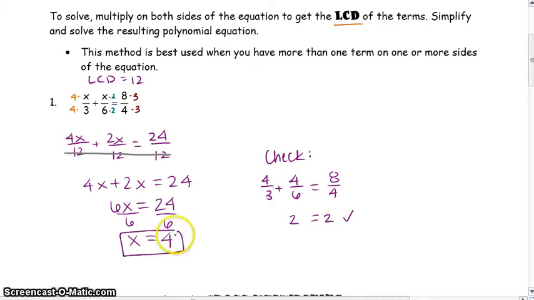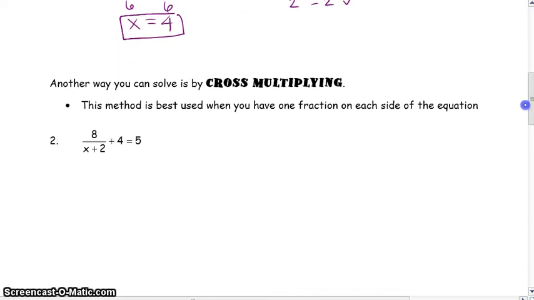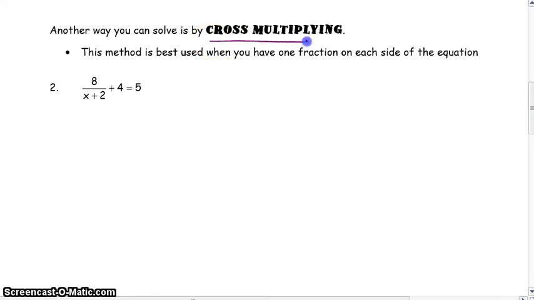Now sometimes when we do this and we check our answer, it won't work. So that's why every time we have to make sure that we check our answer. Alright, so that's our first method, using our least common denominator. Another way that you can solve is by cross-multiplying. Okay, so you should be familiar with this. So this method is best used when you have one fraction on each side of the equation.